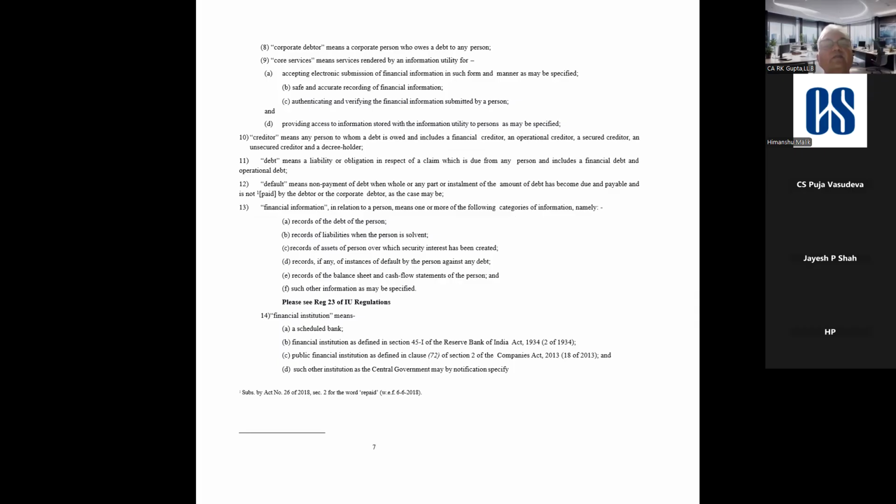So corporate debtor means a corporate person who owes a debt to any person. So corporate person and corporate debtor are two different things.